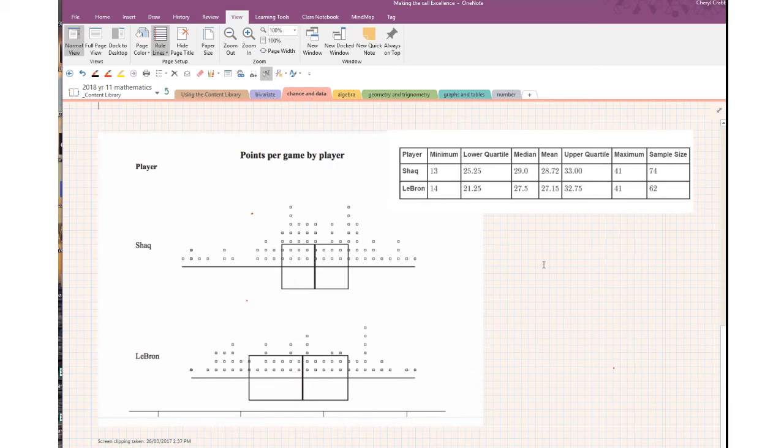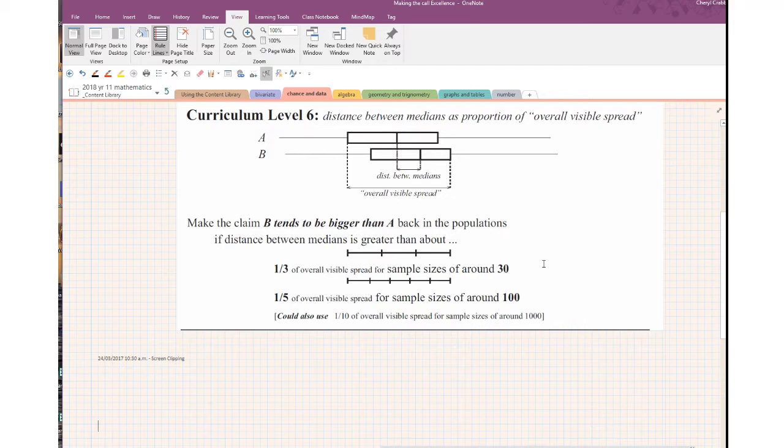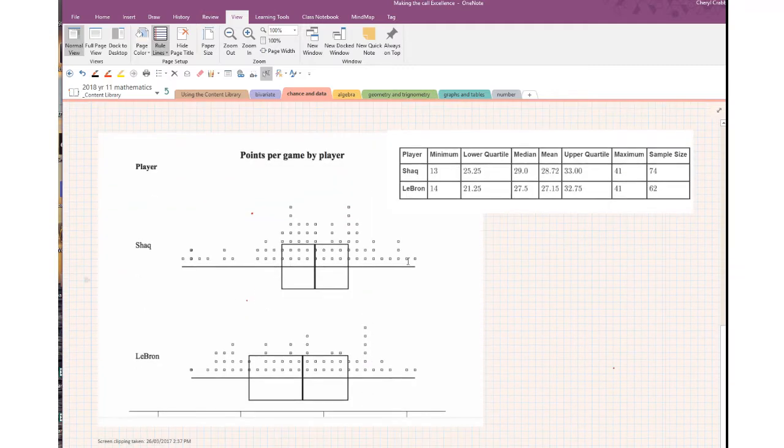Okay, we're going to try and look at this whole one-third of the overall visible spread of a sample size. So we're going to use an excellence level explanation to decide whether we can make a call back in the population about whether Shaq and LeBron are different from each other, even though this is not a very good sample size. So Shaq has taken a whole bunch of shots.